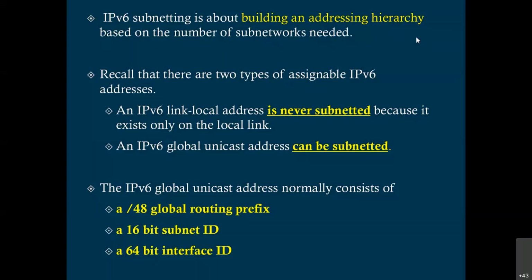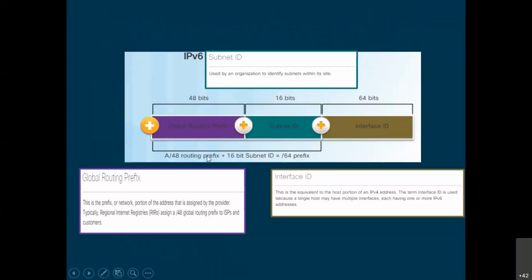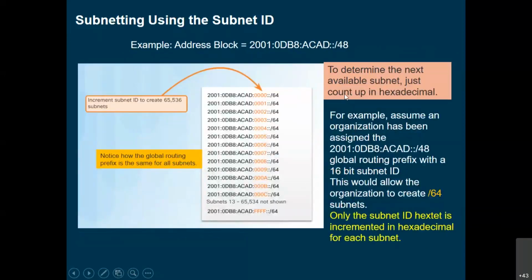So the IPv6 global unicast address normally consists of a 48-bit global routing prefix, a 16-bit subnet ID, and then a 64-bit interface ID. Okay, so the 48 bits is given to you by the RIR, the registry. And then this subnet ID is what you can subnet. When it is given to you, it is all zeros, and then you create your own. So subnetting is very easy.